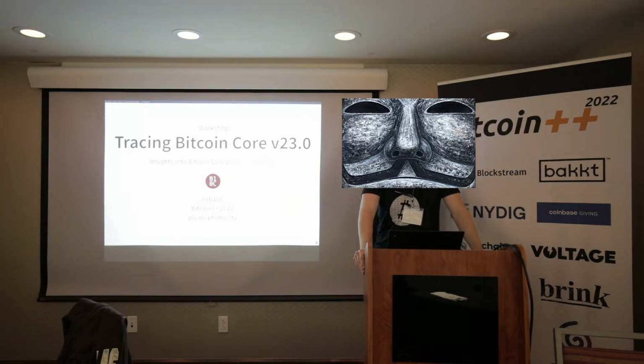Who here has a Bitcoin Core node running? Show of hands. OK, more than half. Who here compiled Bitcoin Core from source at least once? OK. Who here sent me an SSH pubkey beforehand?